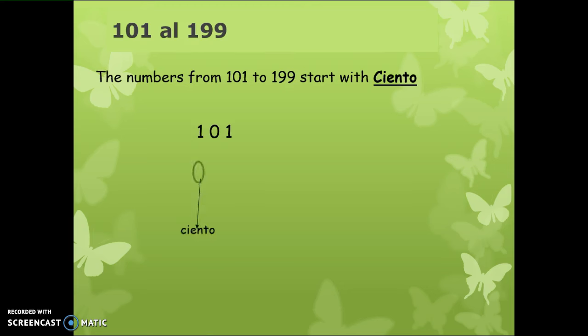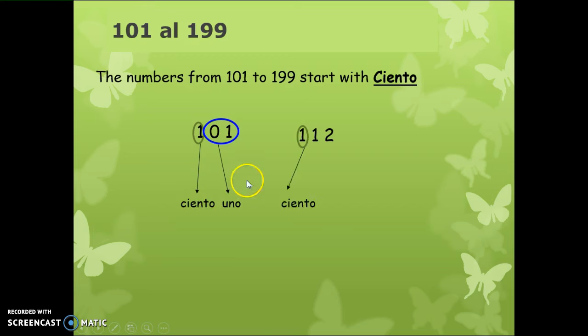So let's look at that. So 100 to 199. All right, so first off, the numbers from 101 to 199 start with ciento. So take this number, for example. Ciento. You're always going to start at 100, right? Uno. 101. The Y here, the letter Y, is not required. It just is 101. So look at this one. What are you going to start it with? Ciento. Then how do you say 12? Doce. Ciento doce. So 112.